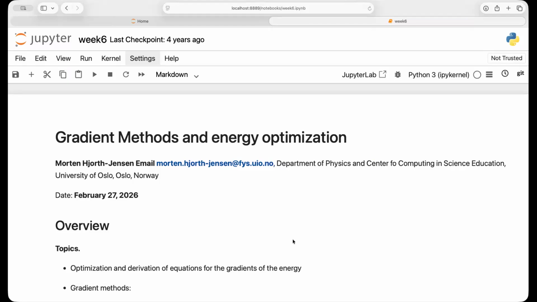So welcome back. And what we thought of doing today is to have a more extended lecture because we skipped last week and then we focused more on the lab. And the reason why I wanted also to do this is that the gradient methods and the energy optimization is going to be an important part of what we end up doing. And I will try to motivate why.